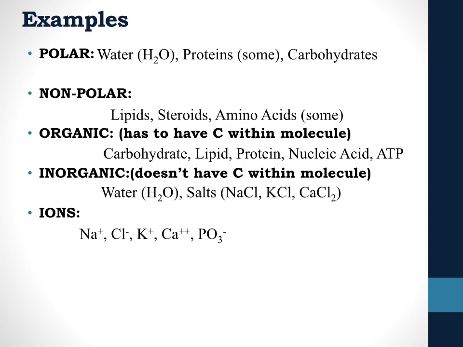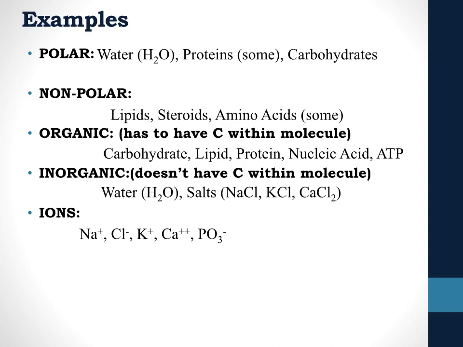Organics, and we'll get more detail of this: carbohydrates, lipids, proteins, nucleic acids, and one of the most important ones, adenosine triphosphate, which we don't write out as adenosine triphosphate. We simply write what? ATP. ATP makes your body run. If it wasn't for ATP, you wouldn't be able to do anything.